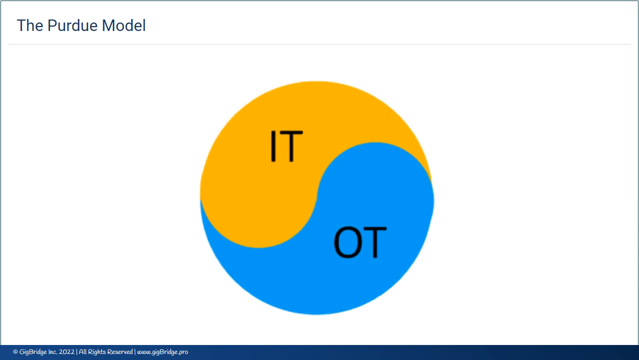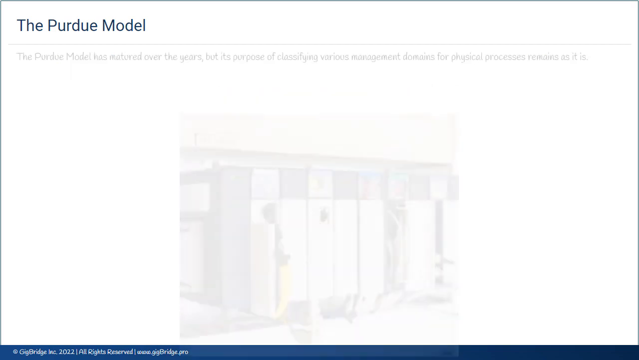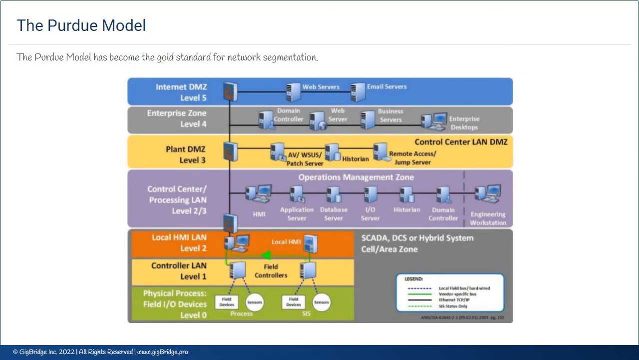During the early stages of IT/OT convergence, it was clear that a reference architecture was required to articulate roles and functions of the machines that manage the physical processes and the other relevant ancillary devices and operations. In 1990, the Purdue Enterprise Reference Model was built to do just this. Today, it is referred to as the Purdue Model. The Purdue Model has matured over the years, but its purpose of classifying various management domains for physical processes remains as it is. Over its growth, the Purdue model has become the gold standard for network segmentation.